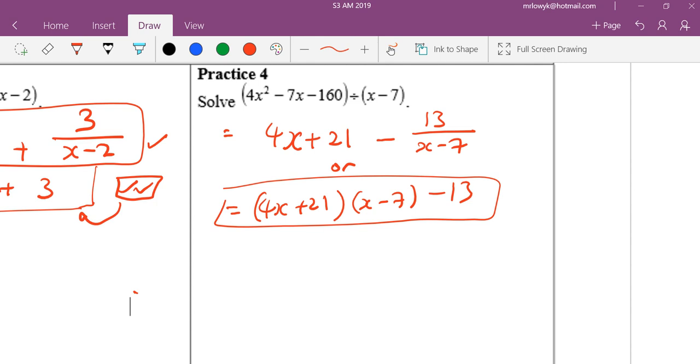Oh, you got plus 13? Of course, you can put plus, then negative 13 over. Also can, also can. But can I check? Anyone want to dispute? Nobody, you all bluff me.